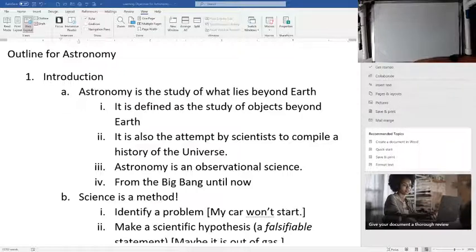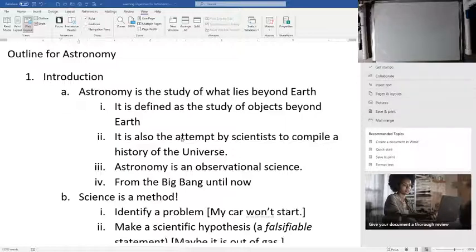Astronomy is the study of what lies beyond Earth, and in particular the objects, but also the interactions between the objects and things like that. It's also an attempt by scientists to compile a history of the universe. We look out and we see the way things are, and we wonder how they were in the past and where they're going to be in the future. And so it turns out that it's possible for us to actively study the history of the universe by looking at distant objects, and I'll talk about that in a little bit.